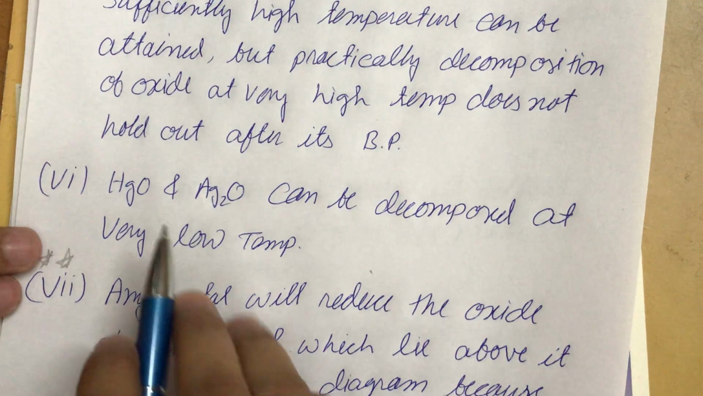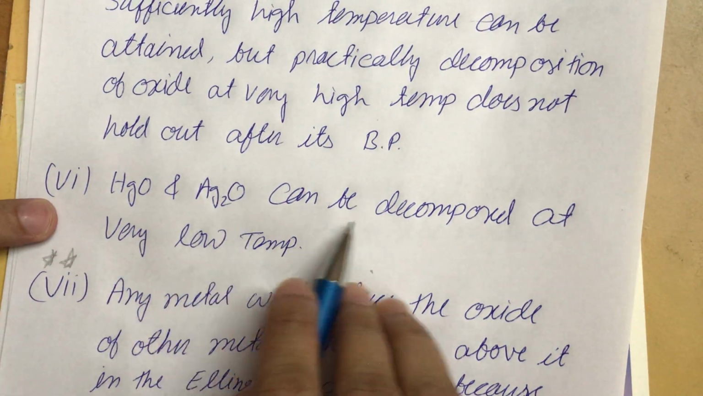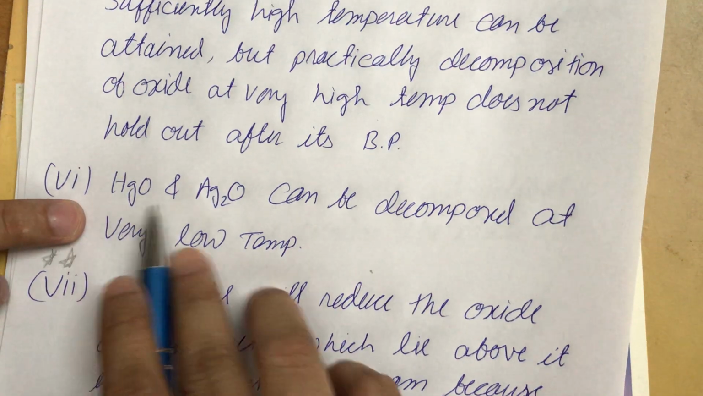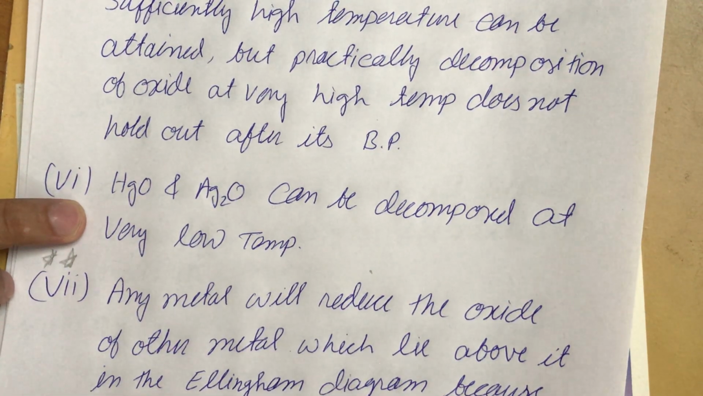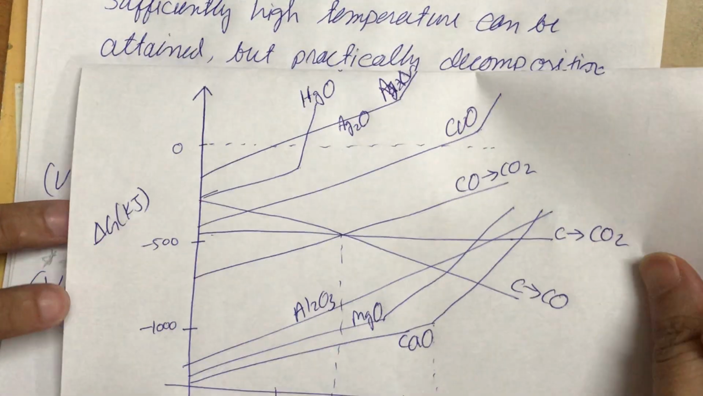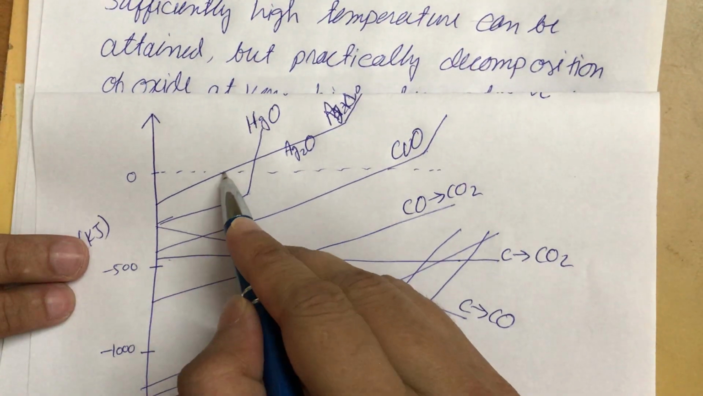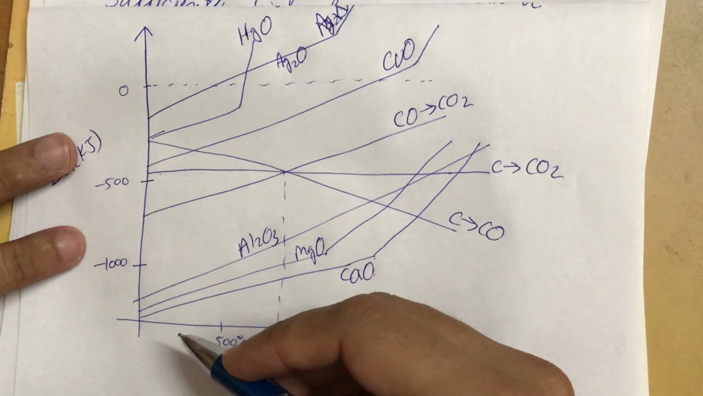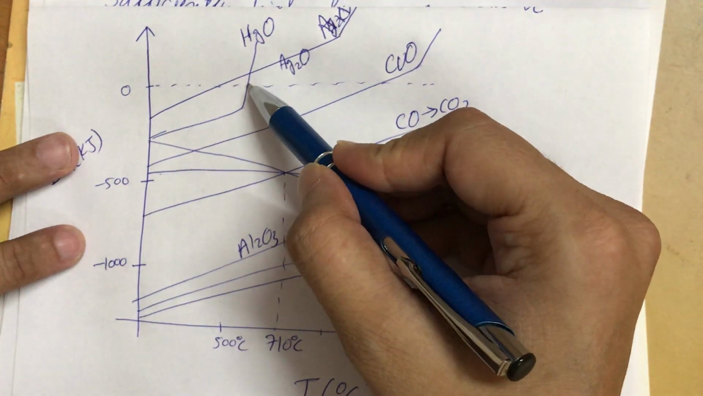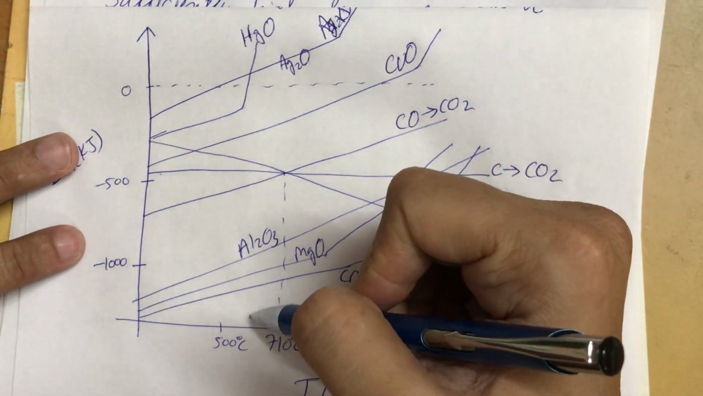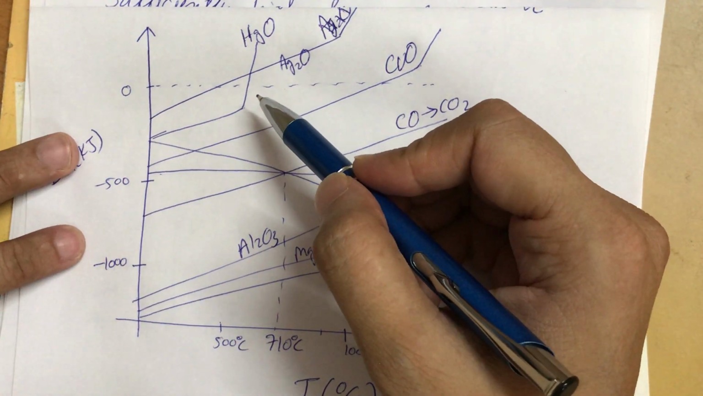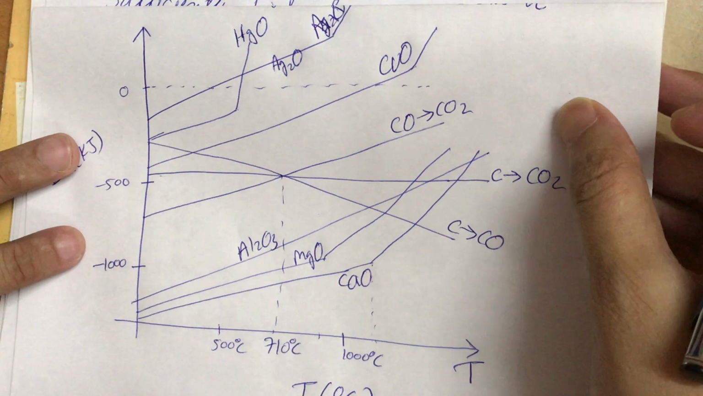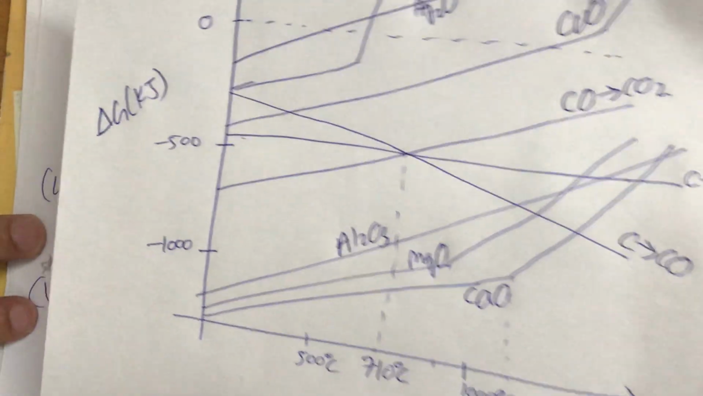Sixth point, HgO and Ag2O can be decomposed at very low temperature in comparison to others. You can observe Ag2O can be decomposed at this particular temperature, which is around 400 degrees Celsius, and HgO can be decomposed at this temperature. So practically we can convert HgO and Ag2O into their metal and oxygen at low temperature, which is practically possible.